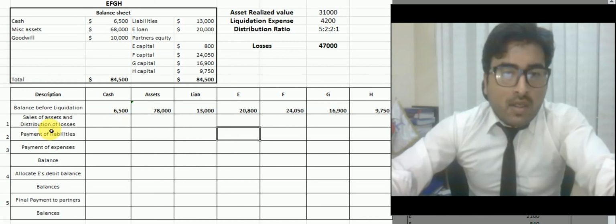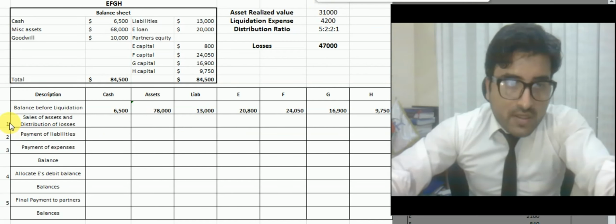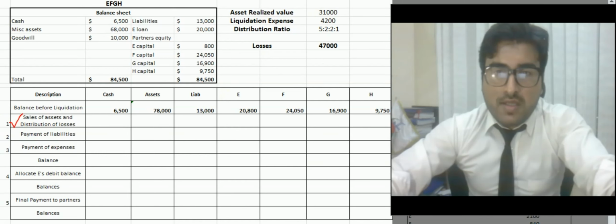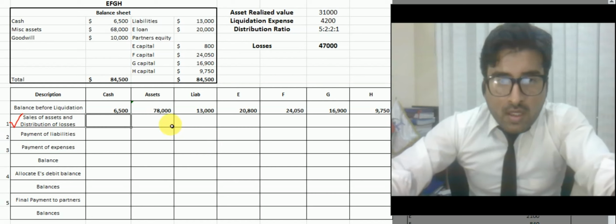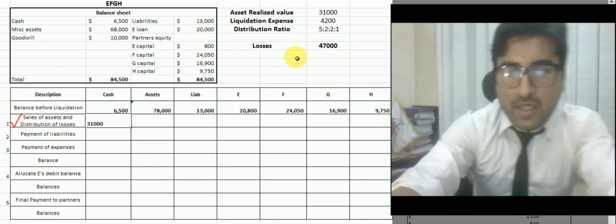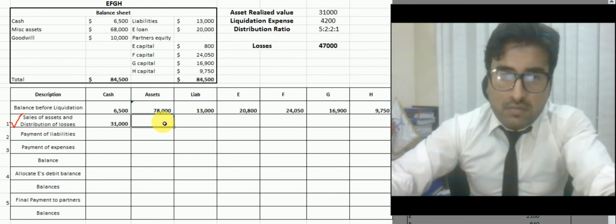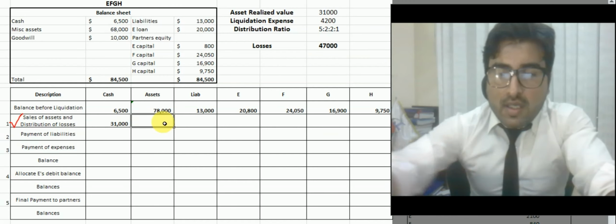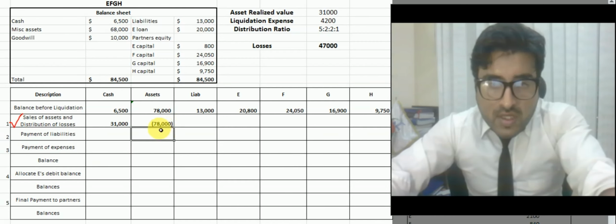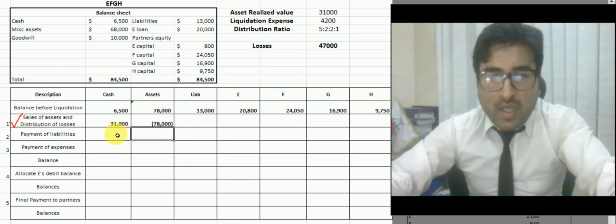Now we go to the first step we follow. This is the first one: sales of assets and distribution of losses. So dear students, now we are receiving how much cash? 31,000 cash. And how much asset value are we decreasing? That is decreased here, minus 78,000. It means 78,000 is going out, we are selling it, and instead we are receiving cash. How much? 31,000 in cash.